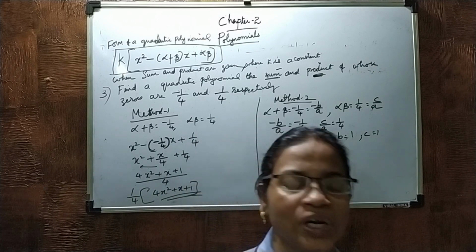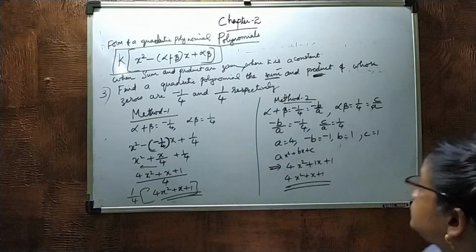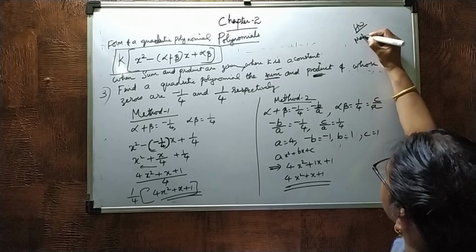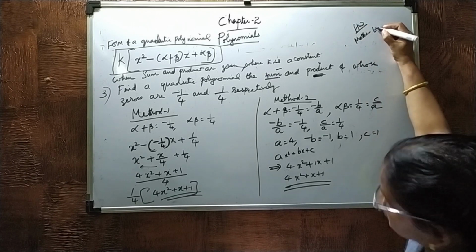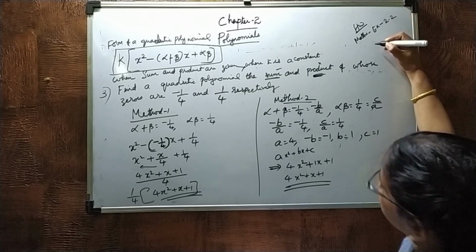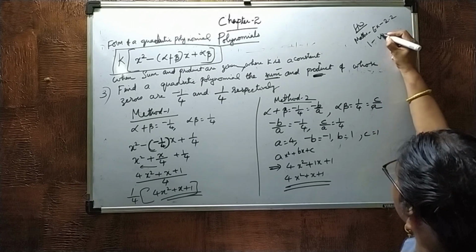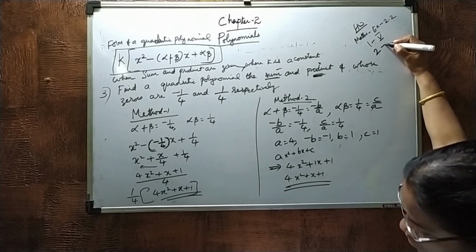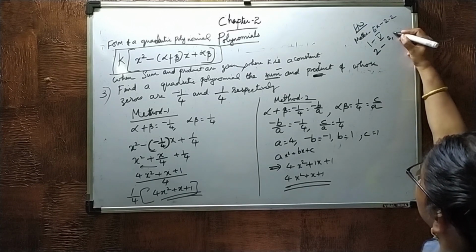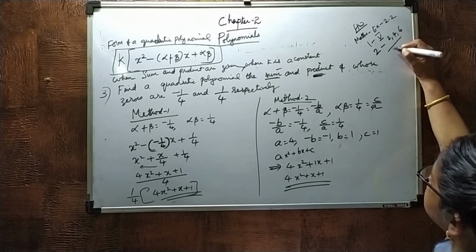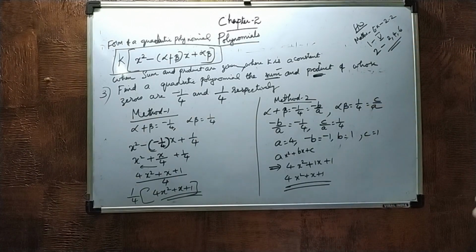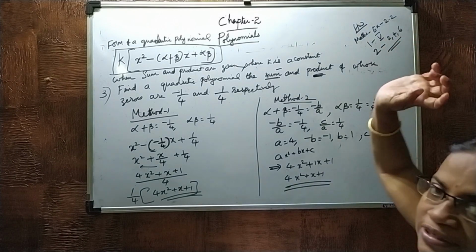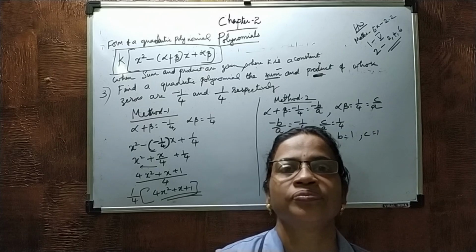So I'll give the homework, and the homework is exercise number 2.2, questions 1 and 5, and then second, 2, 4 and 6. So these are the homework: 1, 5, 2, 4, 6. Okay, do it on your own. Thank you.